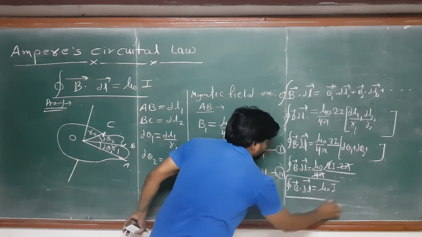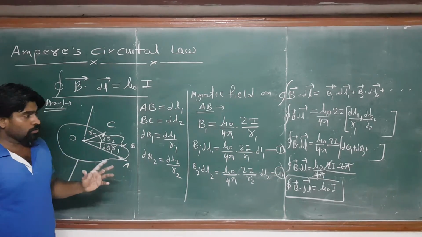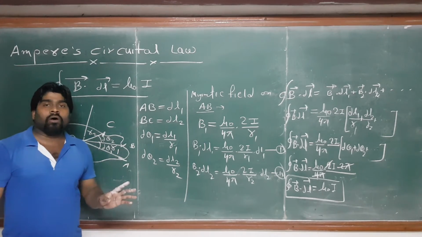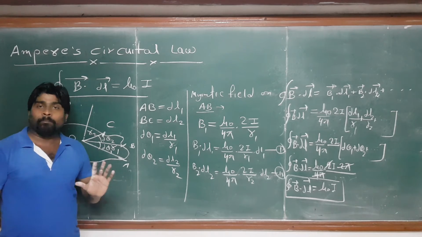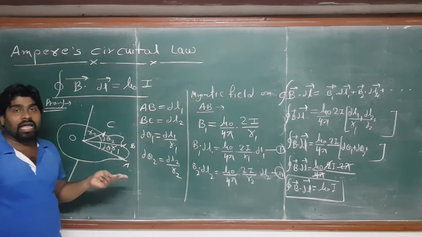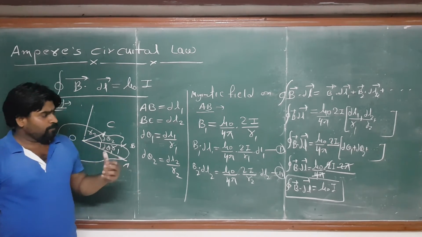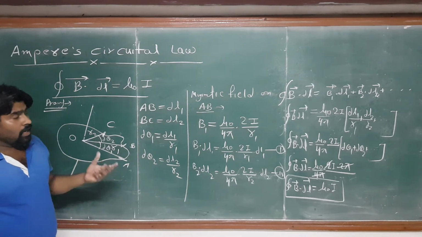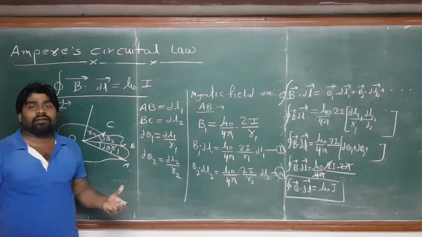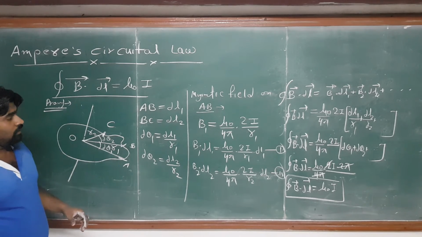So you can prove this Ampere circuital law by using this method. Keep note of some points. The first one: Ampere circuital law is an alternative form of the Biot-Savart law. Point number 2: it doesn't depend on the shape and size of the closed loop. It is valid for any closed loop. And the third point: the application of Ampere circuital law is to find the magnetic field due to a conductor. Okay, note it down.